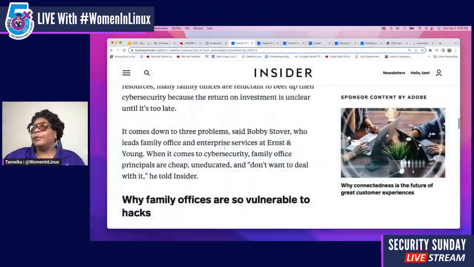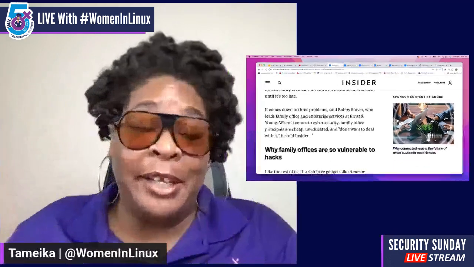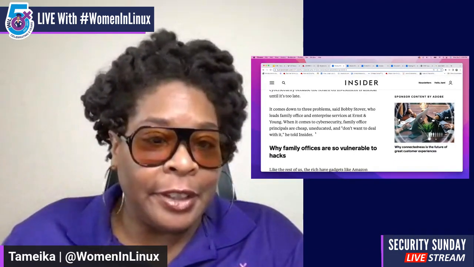It comes down to three problems, said Bobby Stover, who leads the family office and the enterprise services at Ernst & Young. When it comes to cybersecurity, family office principals are cheap, uneducated, and don't want to deal with it. I'm gonna repeat it again. They're cheap, uneducated, and don't want to deal with it. But you're managing $2 billion under AUM, assets under management, but you don't want to secure your stuff.